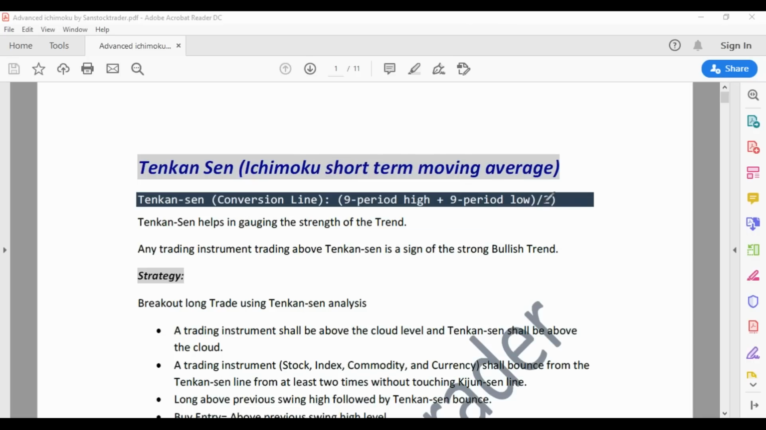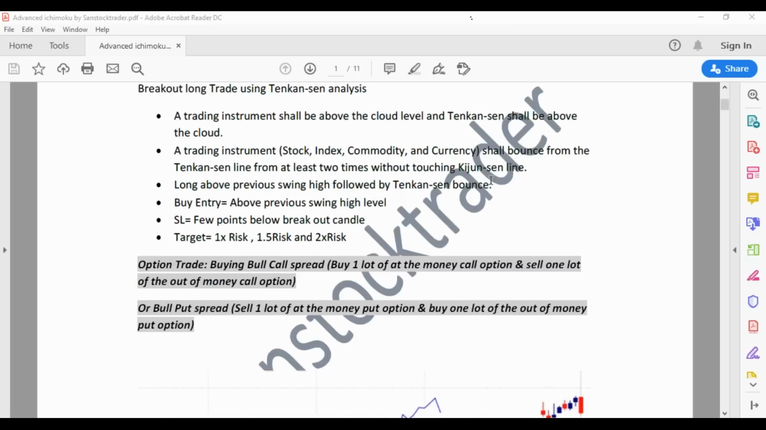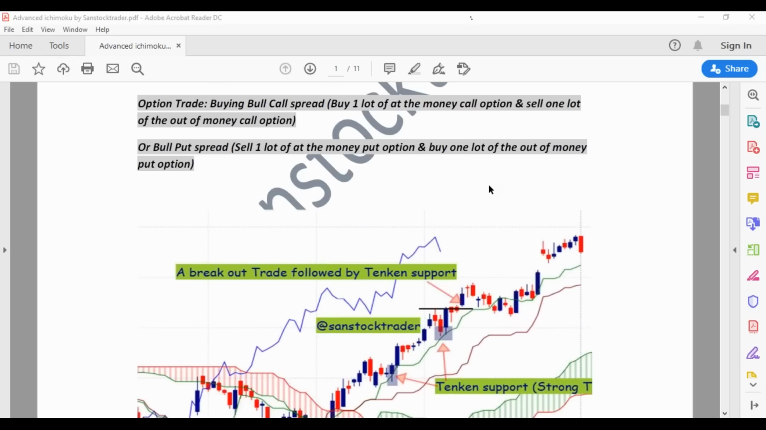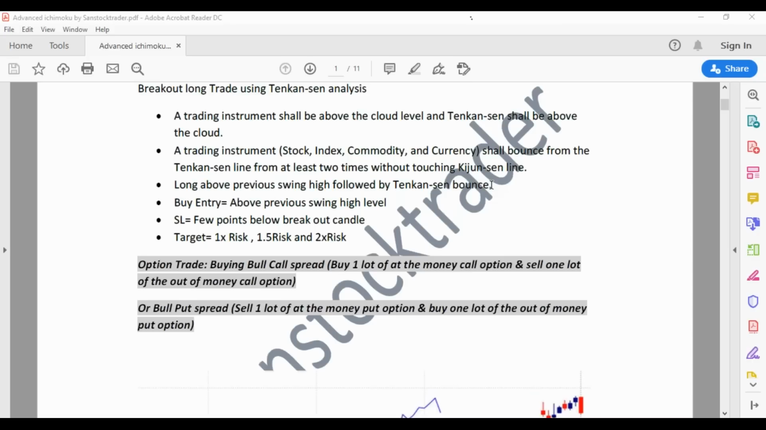So as I explained, we will be using Ichimoku to trade this breakout. In Ichimoku, Tenkan-sen is the smallest short-term moving average. Any stock, the strategy here is very simple. First of all, a trading instrument shall be above the cloud.